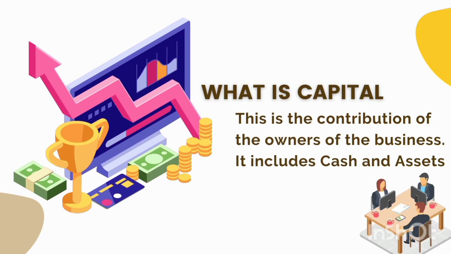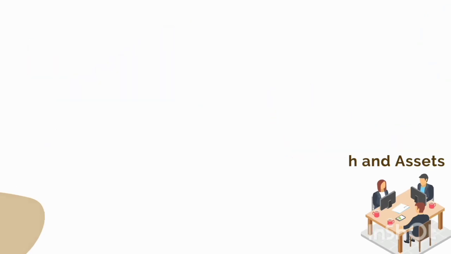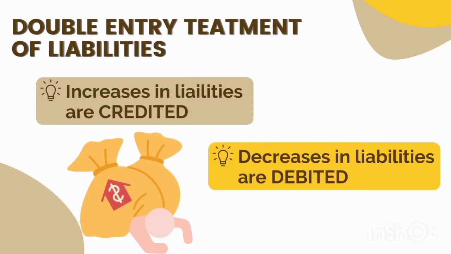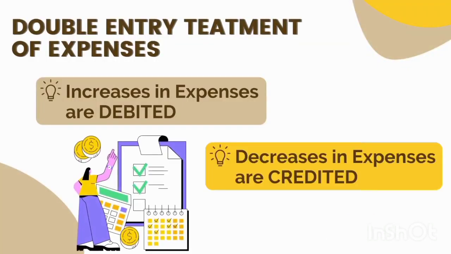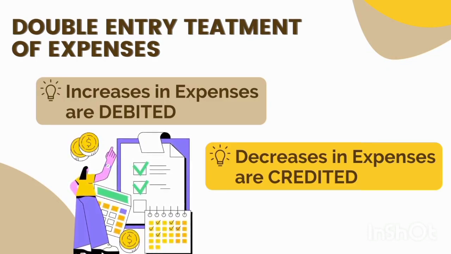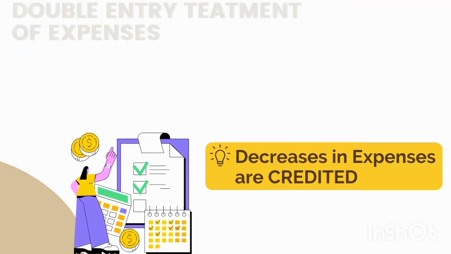Now let's look at how double entry treat these different items we have seen. For assets, increase in assets are debited, while decreases in assets are credited. Unlike liabilities, where the increase in liabilities are credited, whereas decrease in liabilities are debited. Then we'll move on to expenses. Like the assets, increase in expenses are debited, while decrease in expenses are credited.